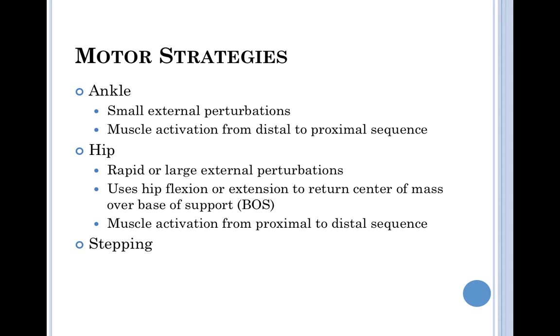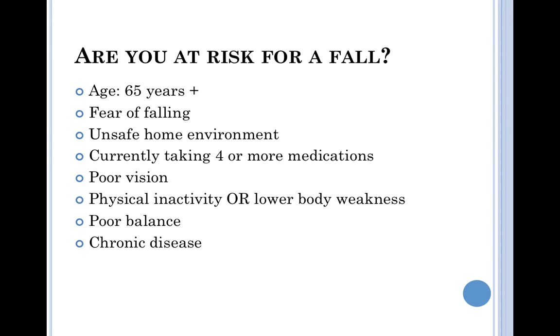All right, moving on. So we're going to talk about risk factors and how do you know if you're at risk for a fall? So some of these risk factors are being 65 years and older, having a fear of falling, having an unsafe home environment, currently taking 4 or more medications, having poor vision, physical inactivity or lower body weakness, poor balance, or having a chronic disease.